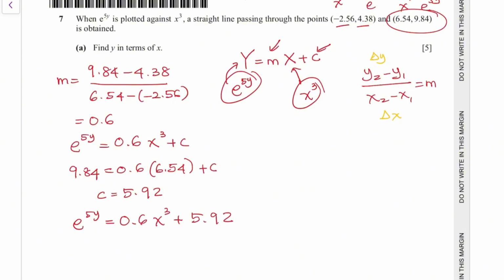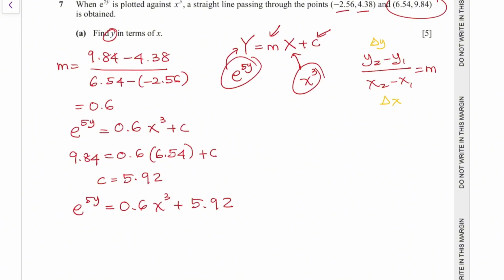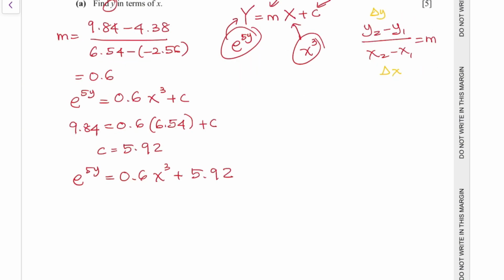But the question is asking you not to write e to the power of 5y. Instead, it's just a single y. So you have to think about how do you bring down this 5y, because you only need the y. Remember, the reverse of e is ln, which is logarithm with a base of e. So you're going to give ln on both sides. You'll be having ln e to the power of 5y, that is equal to ln of everything over here, which is 0.6 x cubed plus 5.92.